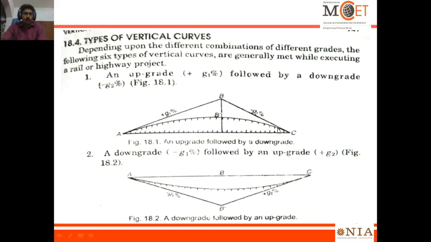So now how to make the curve? This curve has to be made, and this point is the virtual top of the curve. This curve has to be set up based on the distance, right? Another one, opposite to that, is a downgrade followed by an upgrade, right? It is in contrast to this first type.